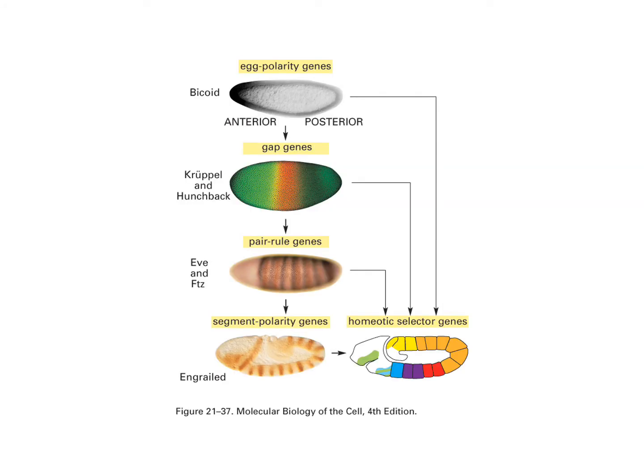diagram depicts that, starting at the top again with the polarity genes and showing an example of one called bicoid, which sets up a gradient from the anterior end to the posterior end. Then the gap genes are next and define large regions within the embryo, and two of them are stained for here, one called Krüppel and one called Hunchback.